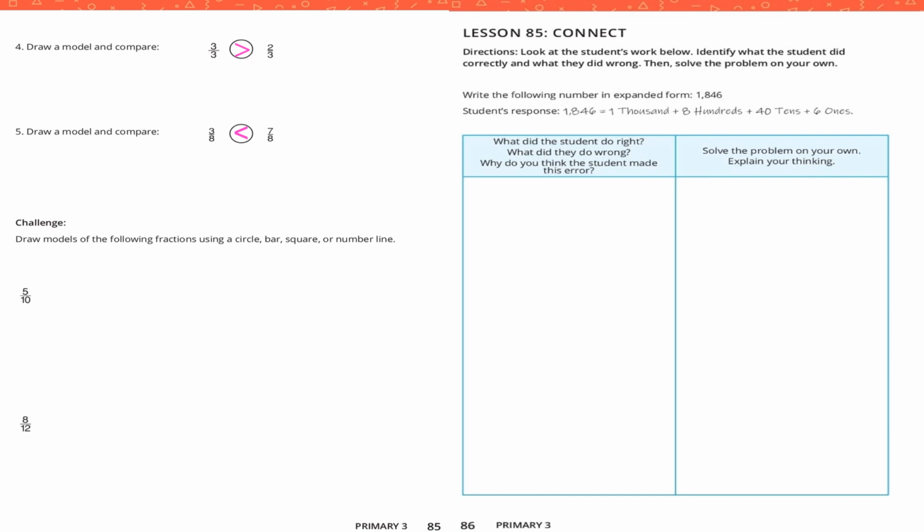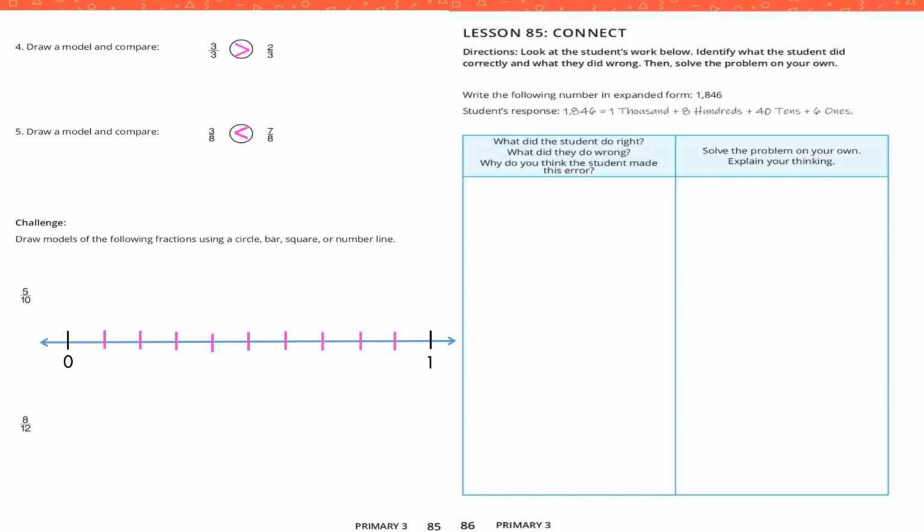Our challenge: draw models of the following fractions using a circle, bar, square, or number line. The first one, 5 over 10. Let's represent 5 over 10 by using the number line. I draw the number line by starting point 0 and the ending point 1. The denominator here is 10, so it means 10 equal parts. We want to split this number line into 10 equal parts by making how many dashes? Yes, 9 dashes.